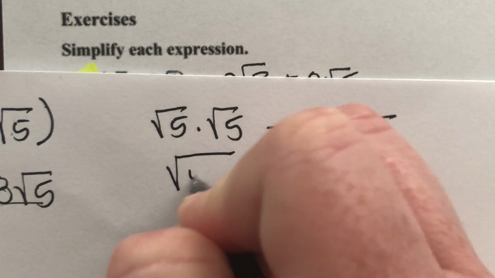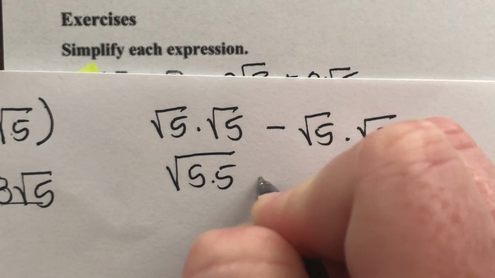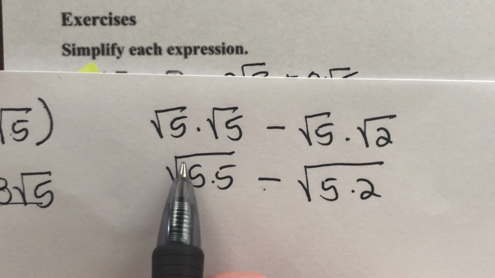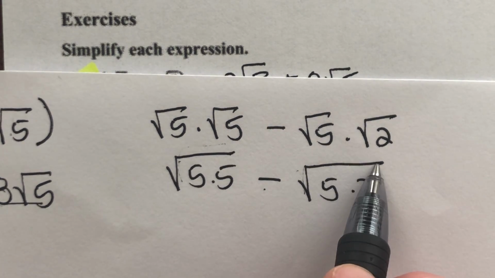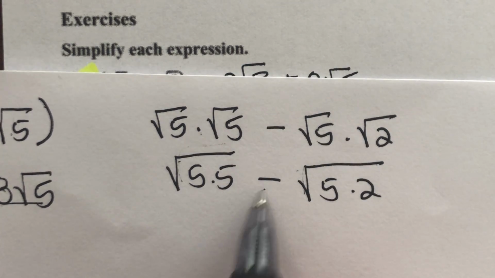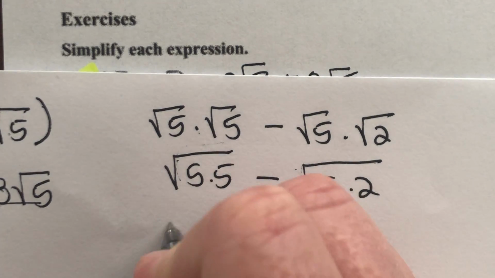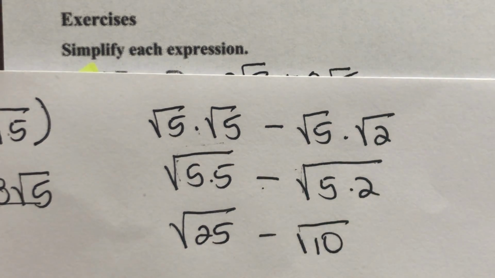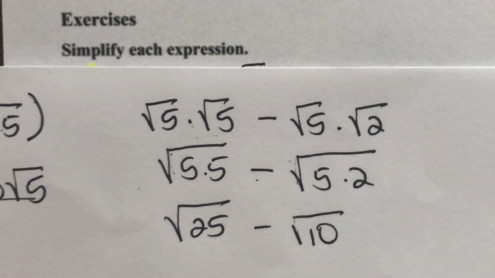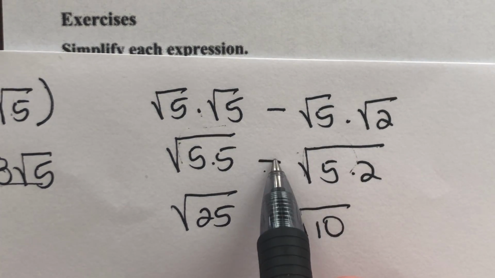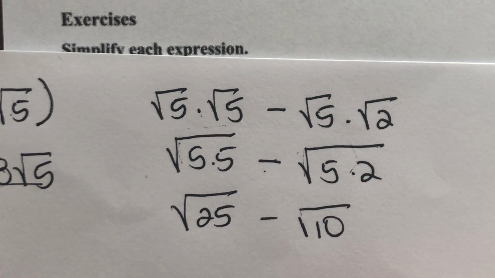So this is going to be the square root of 5 times 5 minus the square root of 5 times 2. You can only combine them under the same radical when they're being multiplied. We can't combine all of this together when there's a minus sign. So this is square root of 25 minus square root of 10. Can I factor either one of these? I can separate 10 into 5 and 2, but then I can't pull anything out, so I'm just going to leave it as 10.